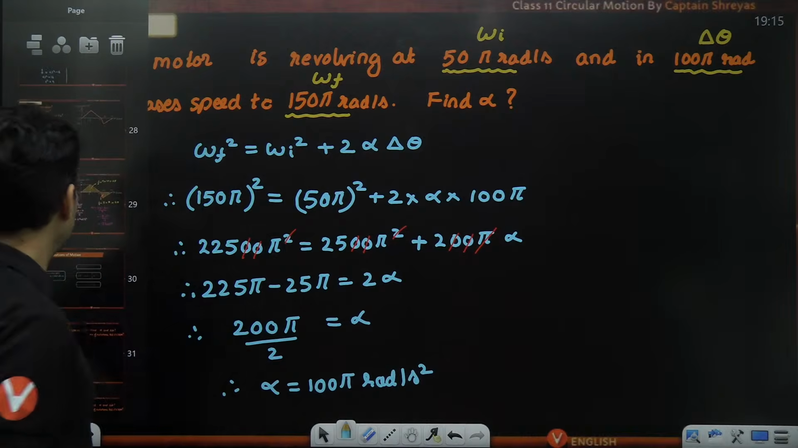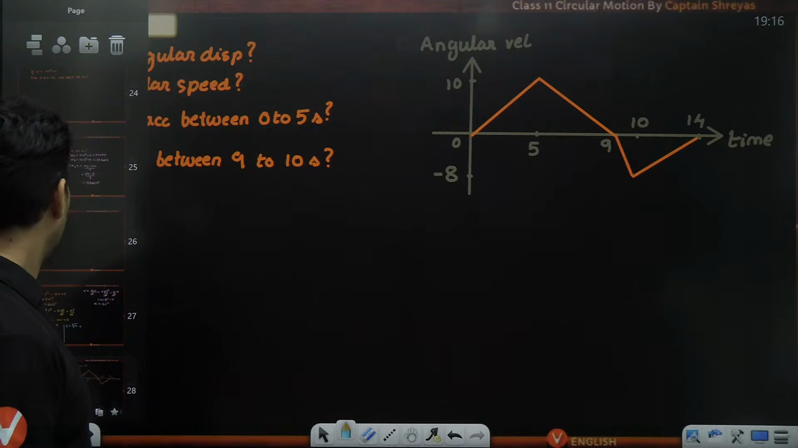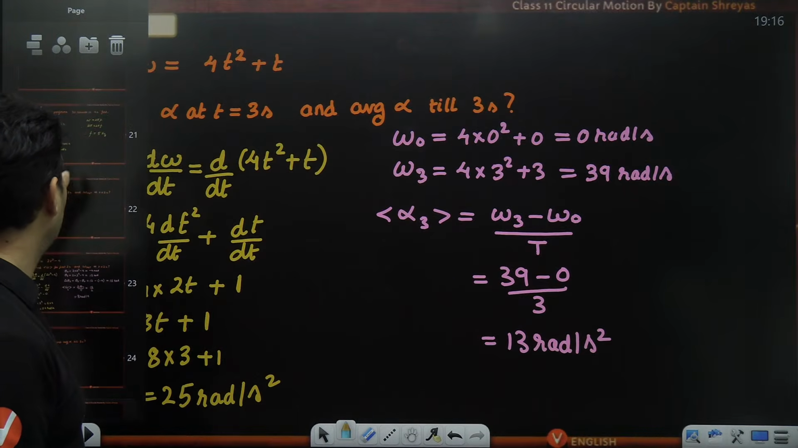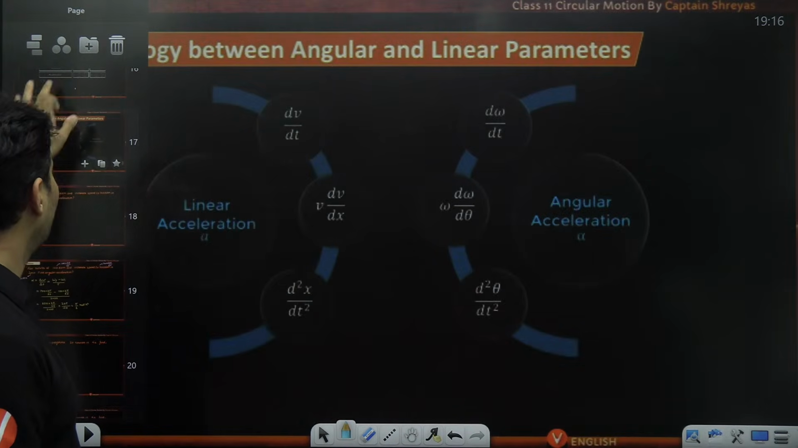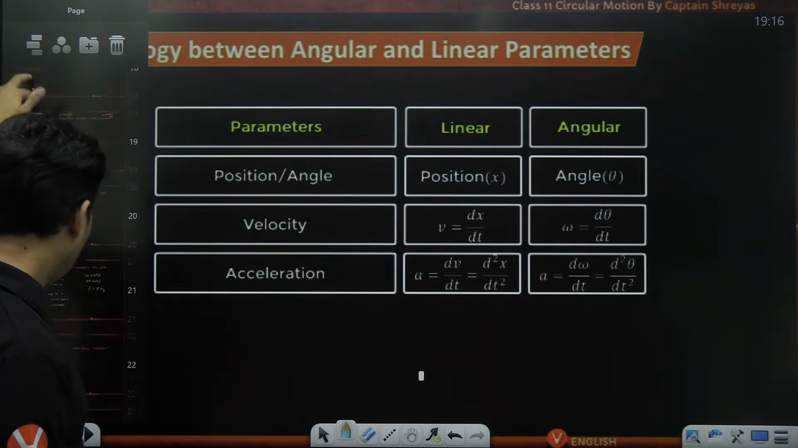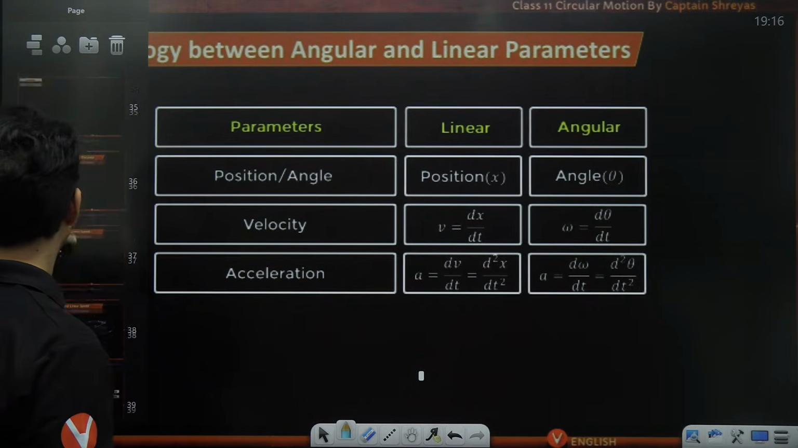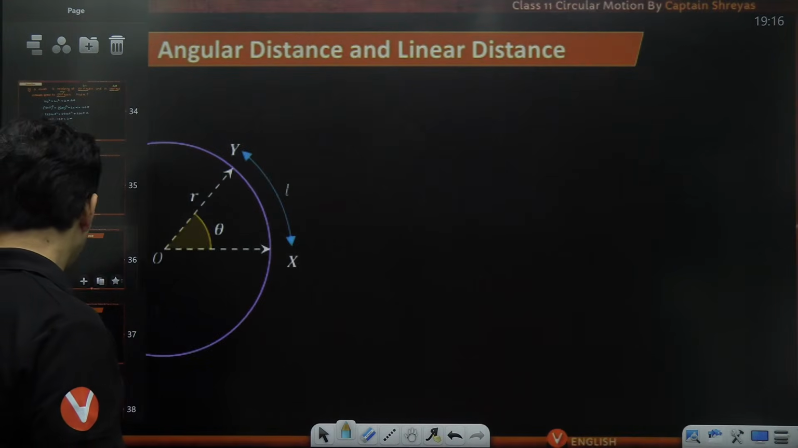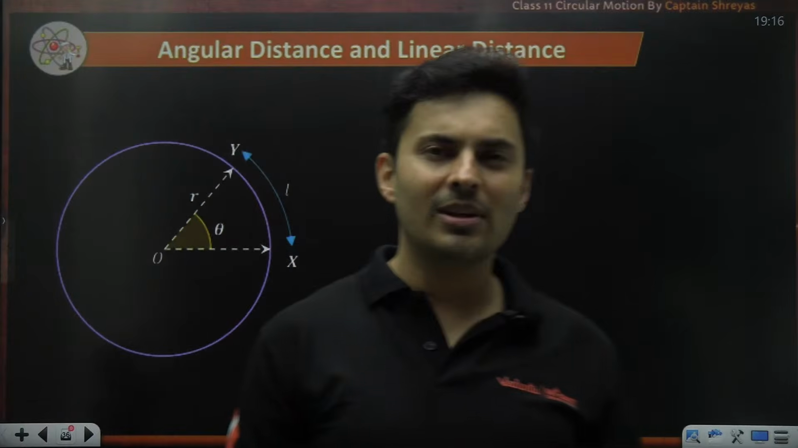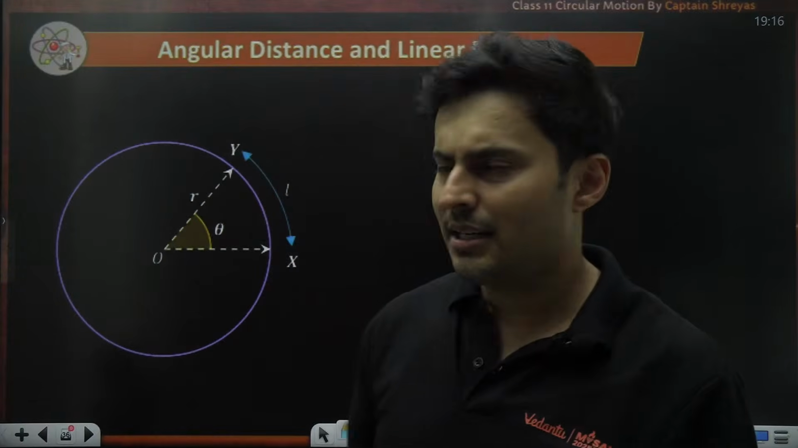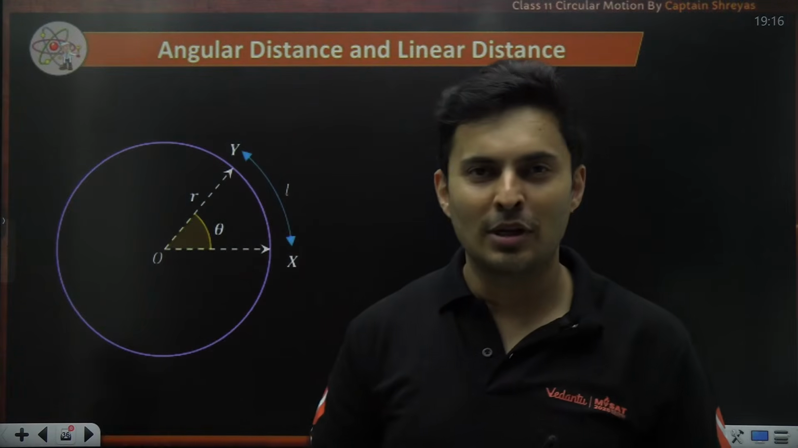So, as you can see, kinematic equations are valid. Graphical approach is valid. Derivatives, integration, whatever you have learned in kinematics are all valid over here. We have just seen that. Now, let's take it a bit further ahead. Now we are going to go to some relationships between velocity and angular velocity and all of that. And that will give us some more understanding of circular motion.